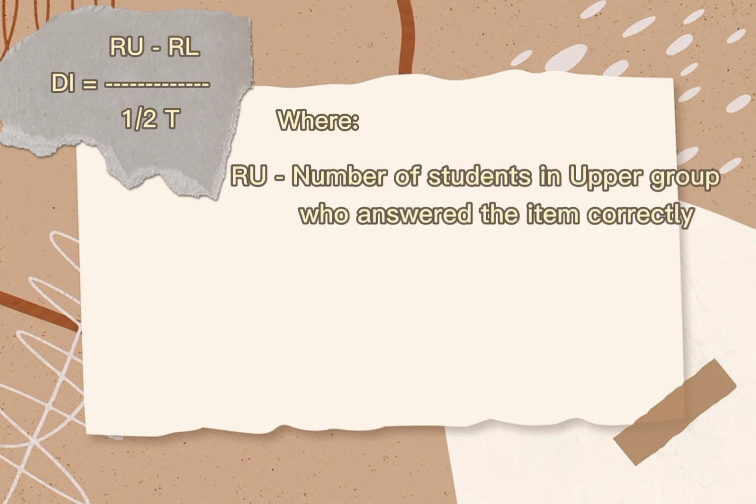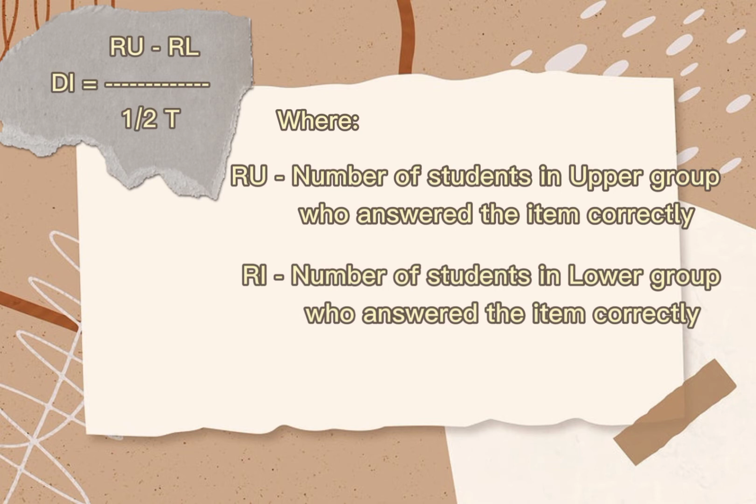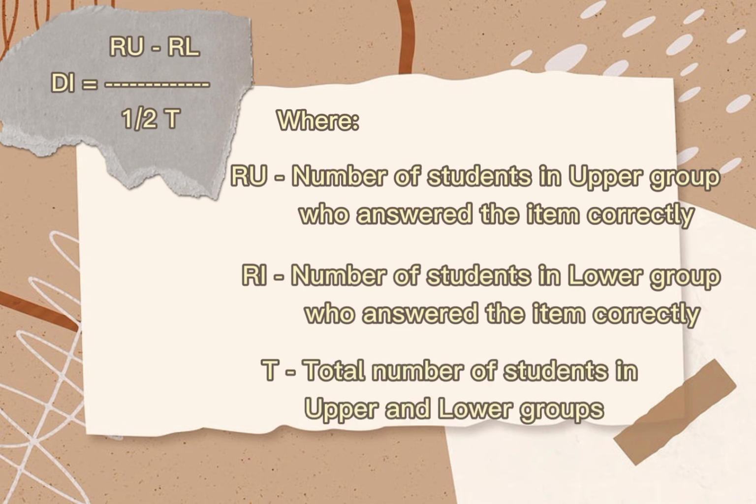The formula for discrimination index is DI is equal to RU minus RL over 1/2 of T, where RU is the number of students in the upper group who answered the item correctly, RL is the number of students in the lower group who answered the item correctly, and T is the total number of students in the upper and the lower groups.